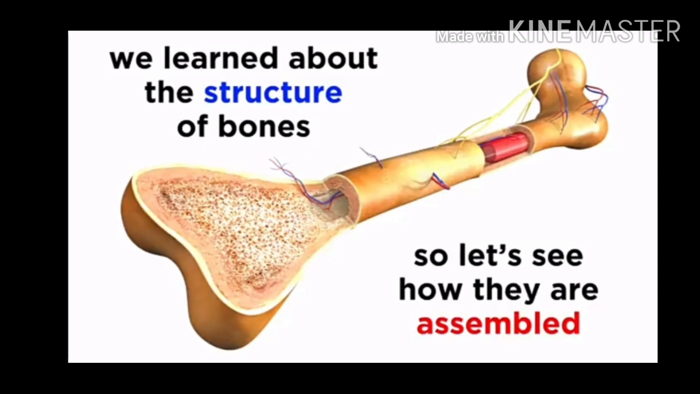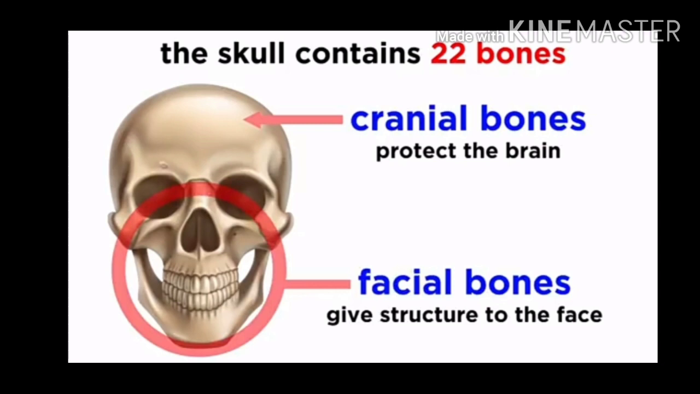Now we will discuss how these bones are assembled to make the structure or framework called the skeletal system. We can discuss it under five headings. The first heading is the skull. Our skull is made up of 22 bones which are broadly classified into two categories: cranial bones that protect our brain, and facial bones which give structure to our face.